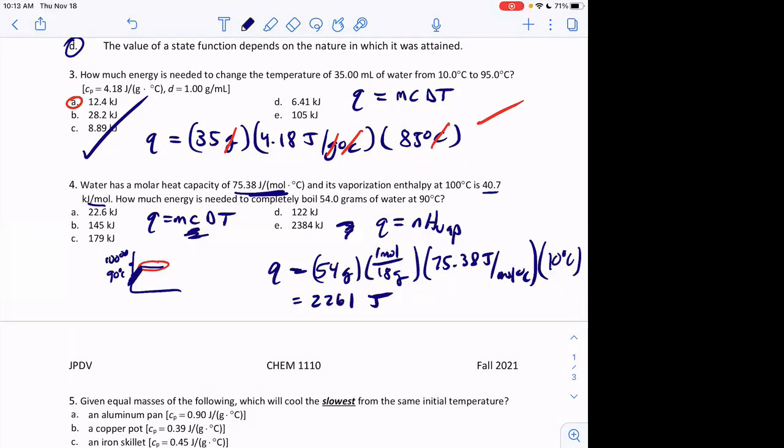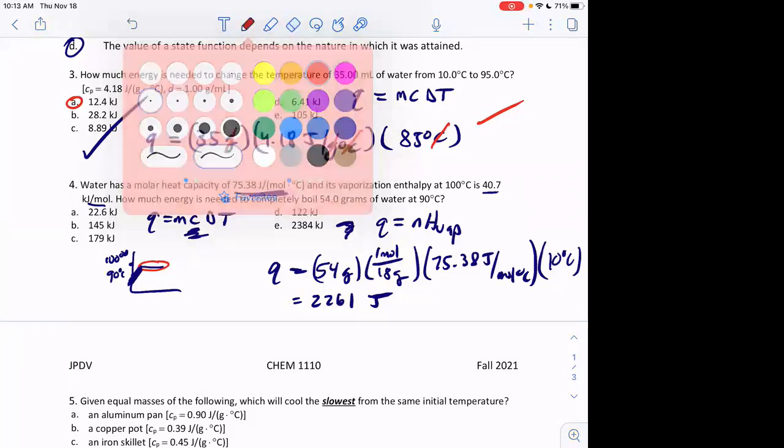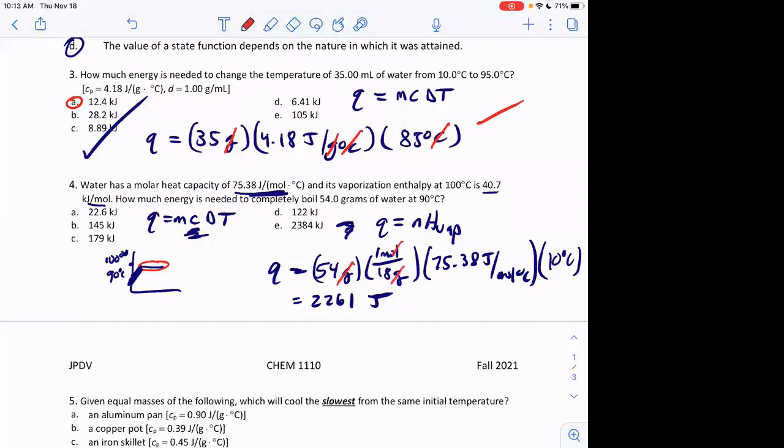2261 joules. Looking at our units, we got rid of the grams, we got rid of the moles, we got rid of the degrees C, and we're left with joules. So there's your heat capacity, Houston, right? Now we've got the Q = nΔH heat of vaporization to do. So now we're doing this part of the curve.